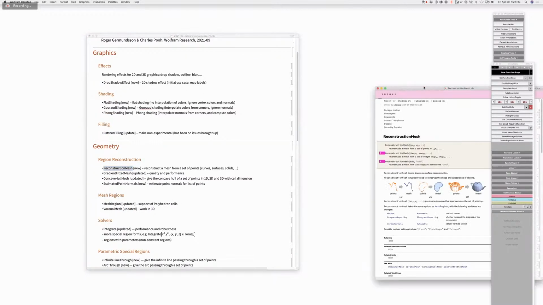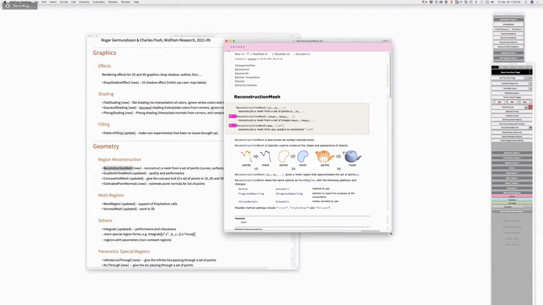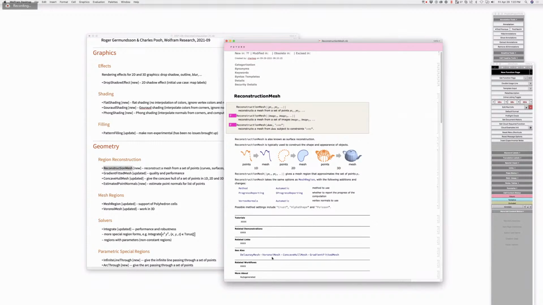Okay, let's move on. Reconstruction mesh. So this is what we discussed some previous time in terms of naming. Given a bunch of points, this produces a mesh that somehow interpolates those points, correct? That is not specifically a concave hull mesh, but something more elaborate. Is that right? Yes.